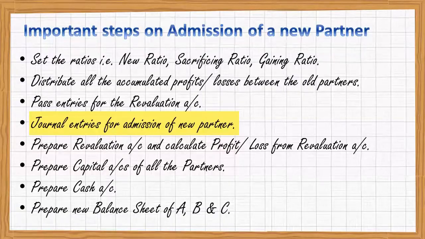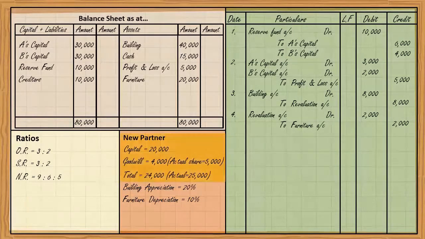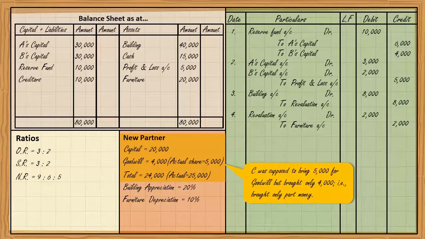Be careful, it's a new thing for you. He brings 20,000 as capital and 4,000 as goodwill out of 5,000. What does it mean? He was supposed to bring rupees 5,000 as goodwill, but he couldn't bring it. He brought only rupees 4,000 as goodwill. It means he has brought part money for goodwill. So it's a new situation for you. Now the thing is, how should we handle it?